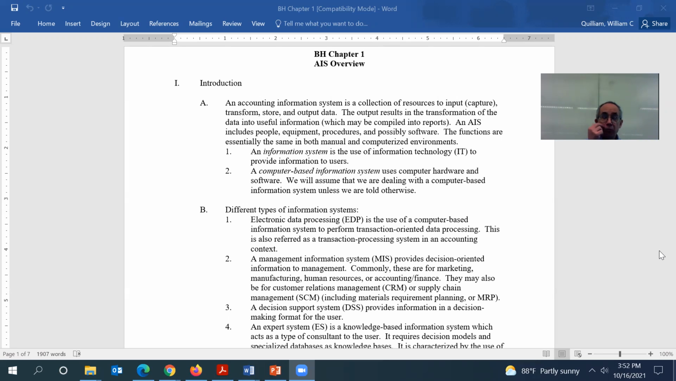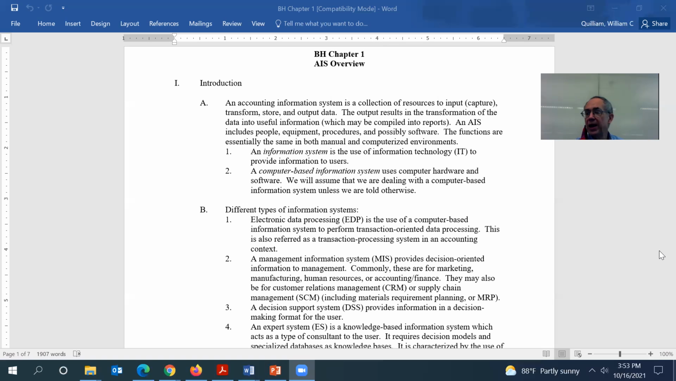Well, the output results in the transformation of data into useful information, which may be compiled into reports. An accounting information system includes people, equipment, procedures, possibly software. And the functions are essentially the same in both the manual and computerized environment. So yes, things could be manual, and in small companies still are for the most part. That's okay. The same principles we have here today are going to apply. So we can relate to that okay.